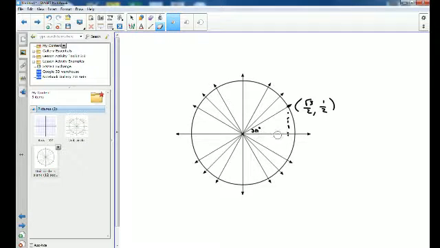So what's the cosine of 30? Root 3 over 2. Sine 30. Tangent, 1/2 divided by root 3. And then you do that.